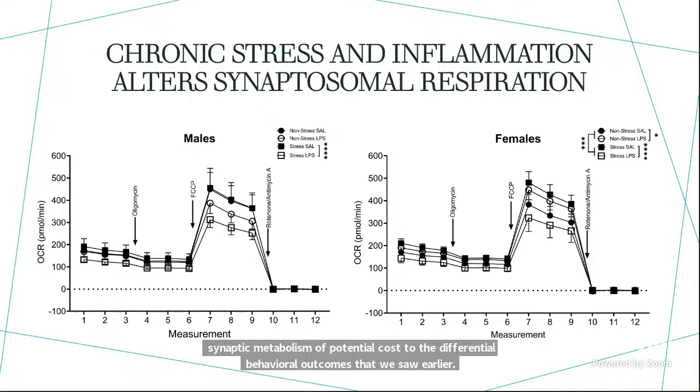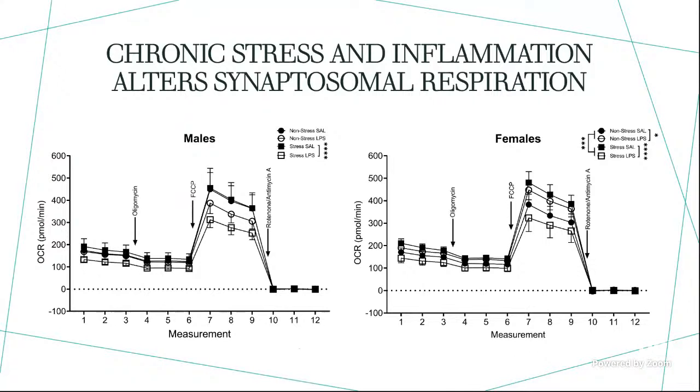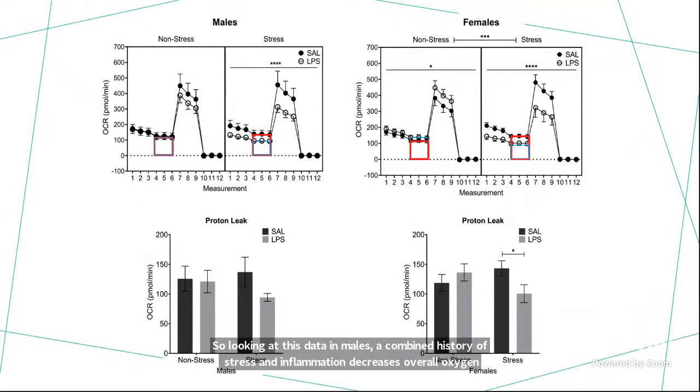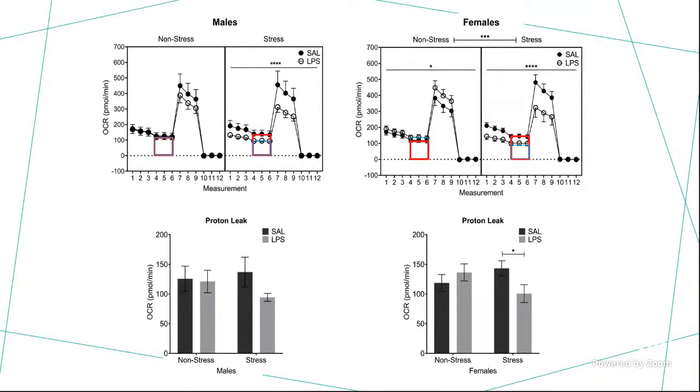In females, a combined history of stress and inflammation decreases overall oxygen consumption. This is in part driven by the significant decrease in proton leak between stressed females with a history of inflammation versus stress alone. Conversely, chronic inflammation alone increases overall respiration when compared to non-stress saline-treated females.